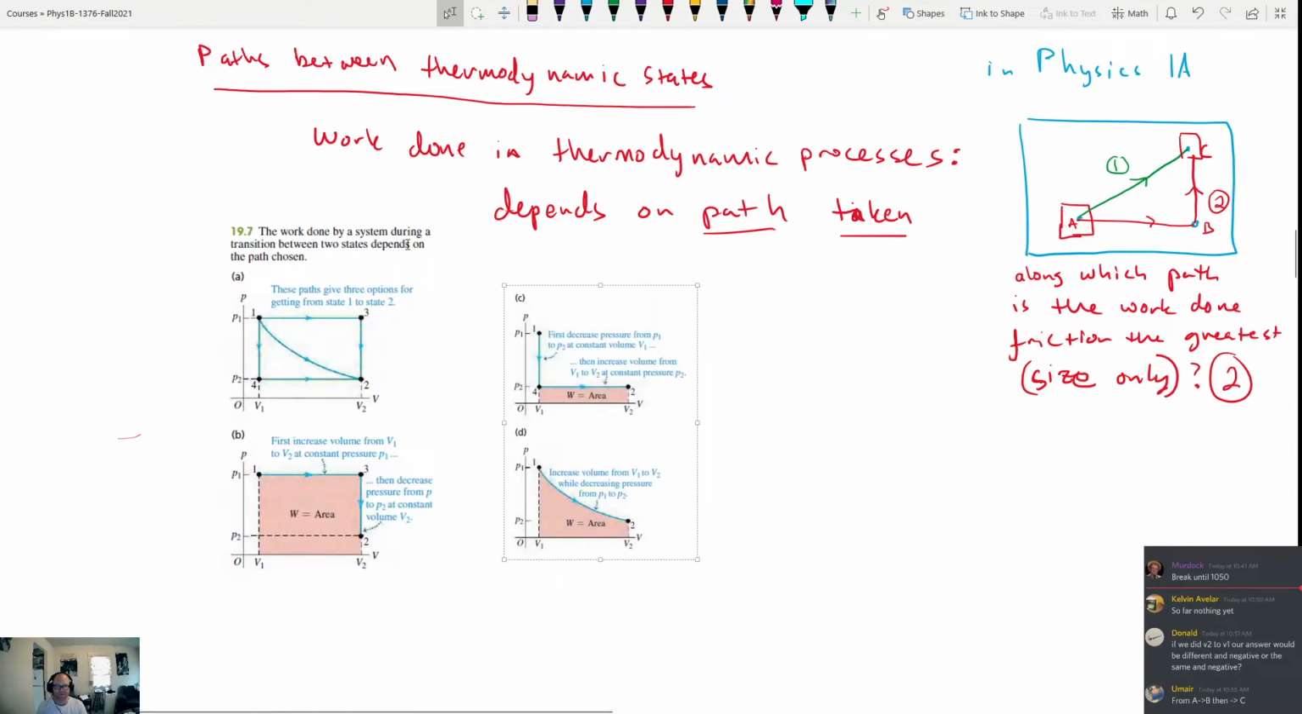The work done by a system during a transition between two states depends on the path chosen. So this says these paths give options for getting from state 1 to state 2. All right? So we're going from state 1, which is up here in the corner, down to state 2, right? And there are 3 different options, B, C, and D, okay? One possible way would be to first increase the volume from V1 to V2 at constant pressure along this line, and then to decrease the pressure from P. This is supposed to be P1.